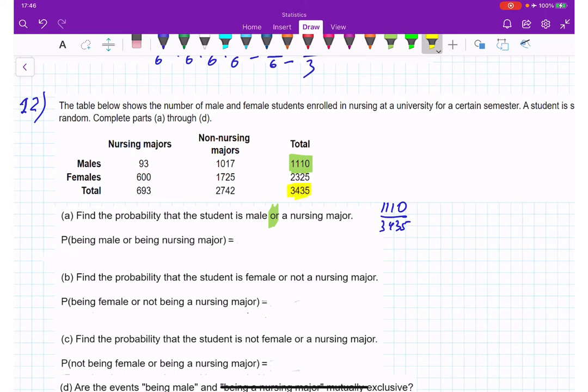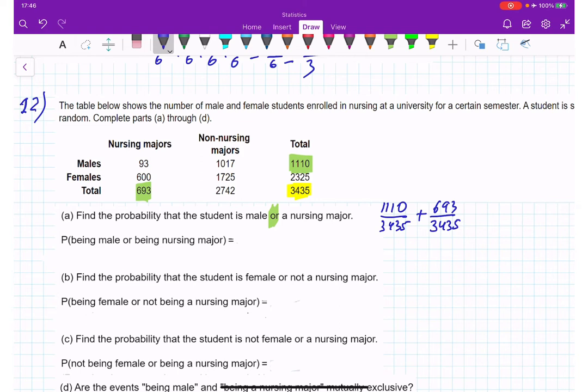Next, it says "or." So I'm going to add. What is it asking next? Nursing major. How much is my total nursing major? 693, correct? So I'm adding 693 over 3435. And what is interesting here?